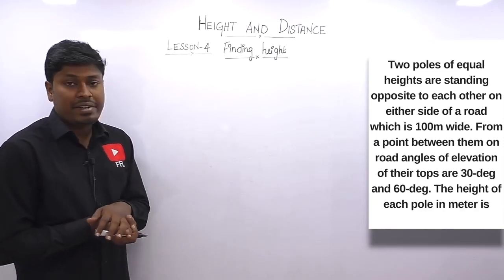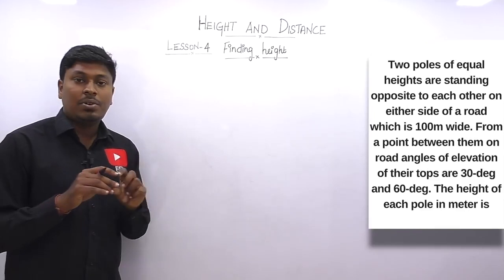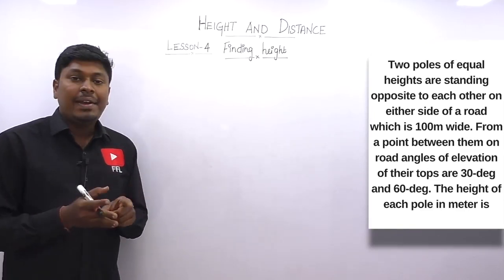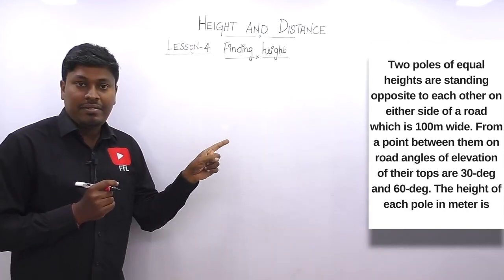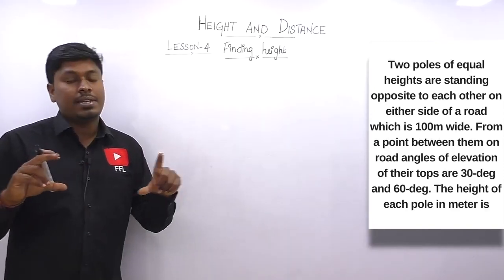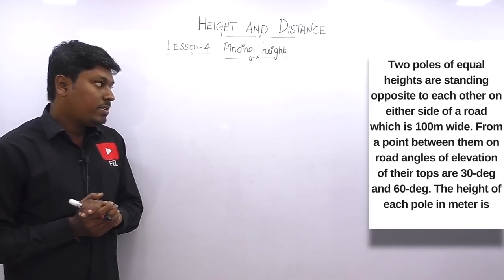So friends, interesting question. There are two poles opposite to each other, and there is a road, and the road width is 100 meter. And from a point on the road between them, the angles of elevation of the poles are given, where for one pole it is 30 degree and for the other pole it is 60 degree. And they have clearly told that both the poles are equal in height, right? So our target is to find the height of the pole.